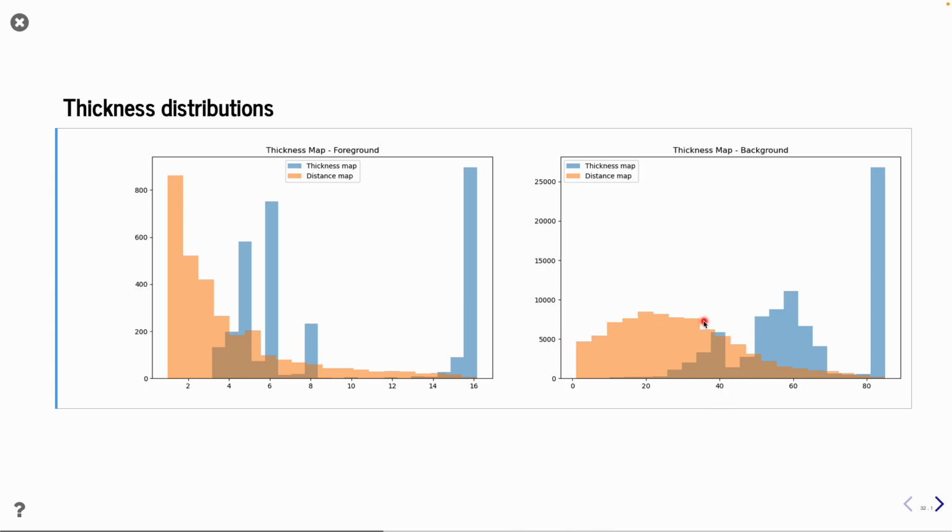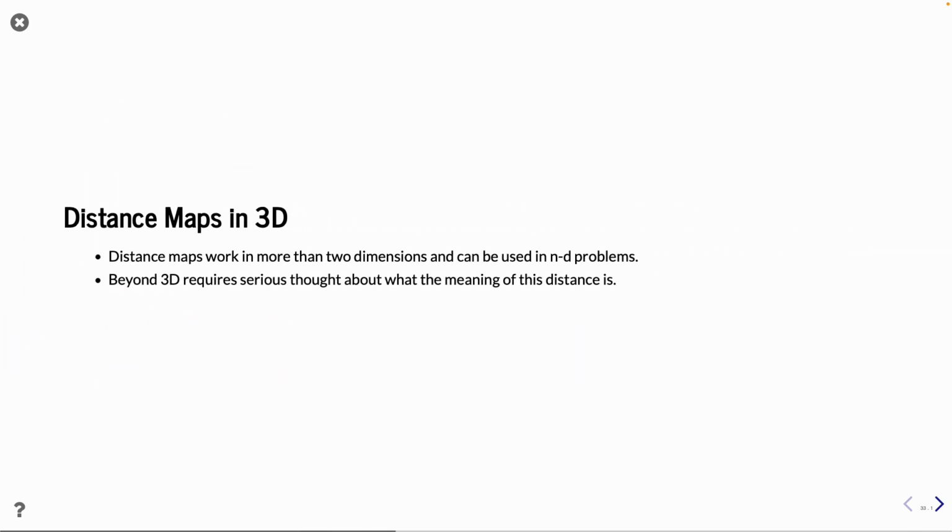Same here in the background. You can see that the distance map gives you some average distance, but this one gives you a better notion about how large actually the space is between the objects. And of course, we can do the distance map in 3D. That's just a little bit different neighborhood, and then it works on it.